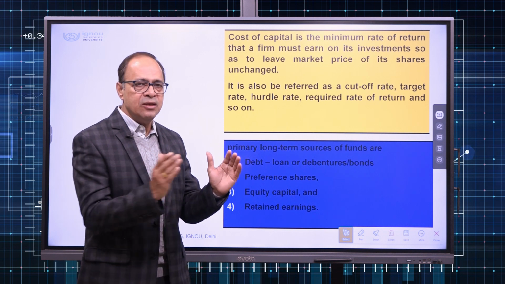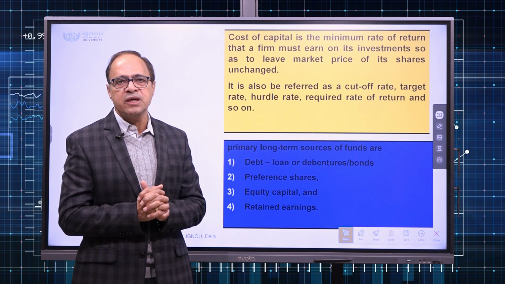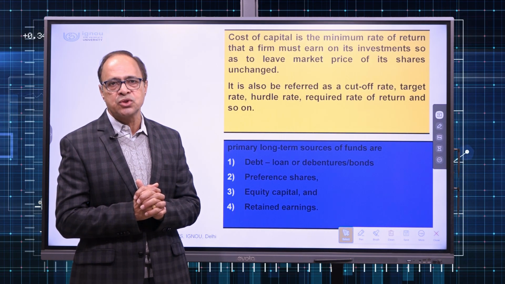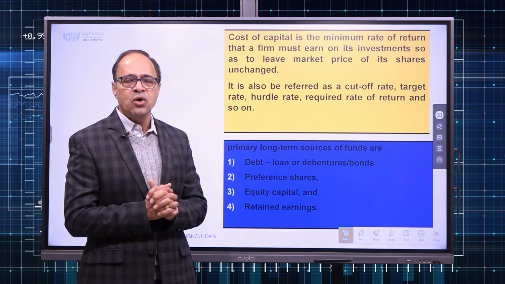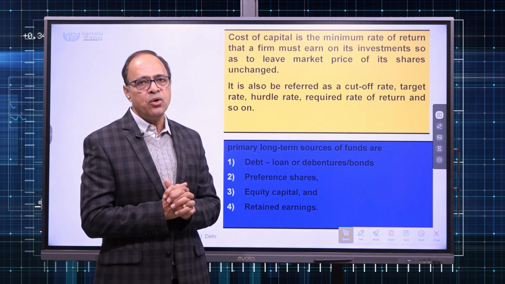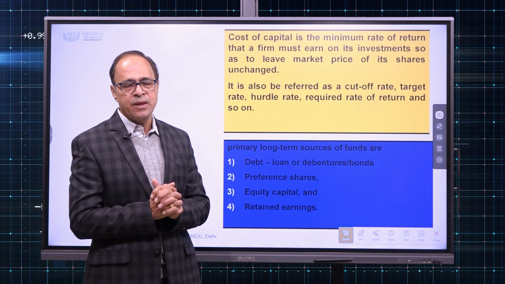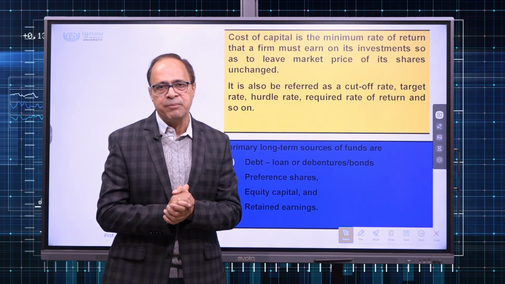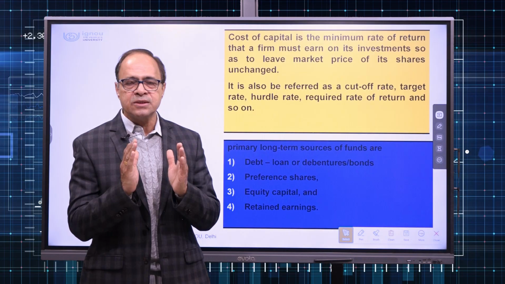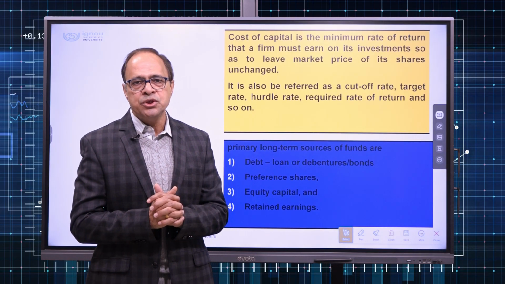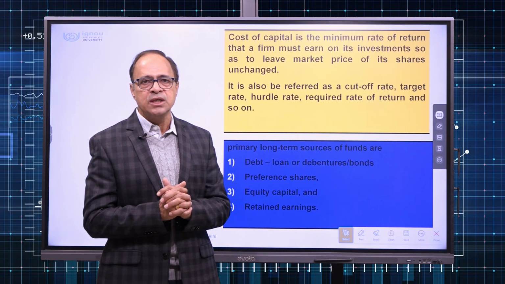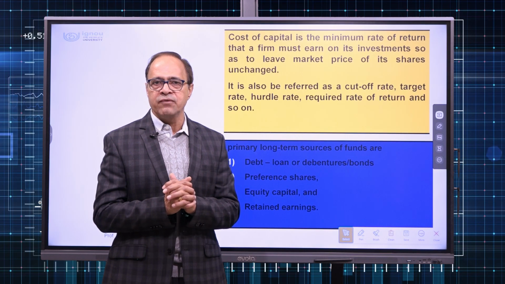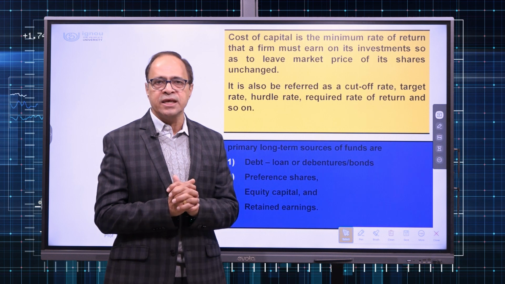Whereas when collectively a company has used more than one source and we are referring to the combined cost of all those sources of capital, that is referred to as overall cost of capital or weighted average cost of capital. Now at this point of time, it is appropriate to explain the meaning of capital structure. By capital structure, we mean composition of long-term sources of funds used by a company to finance its activities, to finance its investment projects or to finance its assets.